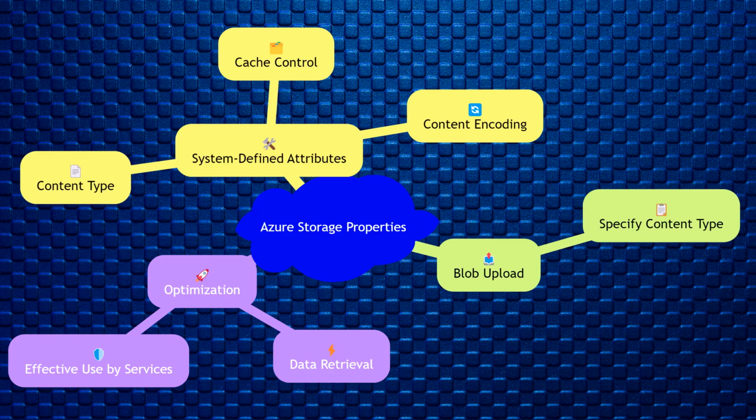Setting properties in Azure Storage involves defining system-defined attributes for storage objects. These properties include details like the content type, content encoding, and cache control. For example, when uploading a blob, you can specify its content type to ensure it is handled correctly by applications. Setting these properties helps optimize data retrieval and ensures that the stored data is used effectively by various services and applications.